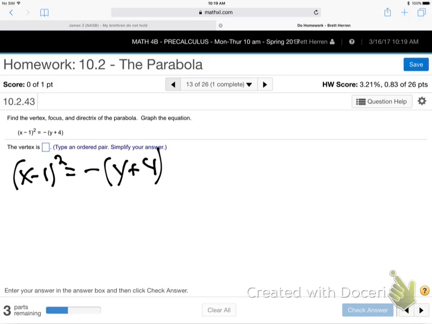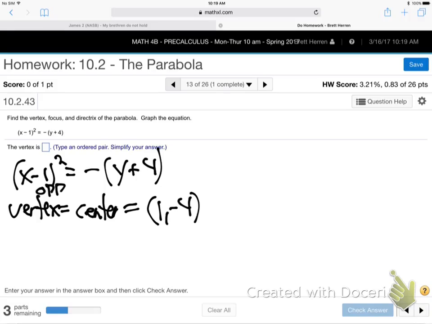So start with the center, the vertex. What's the center? 1, -4. Opposite, right? 1, -4. Good. All right, take it from there. So I would put it on a graph at this point and decide if it goes up, down, right, or left. So which way does this one go? Up, down, right, or left?